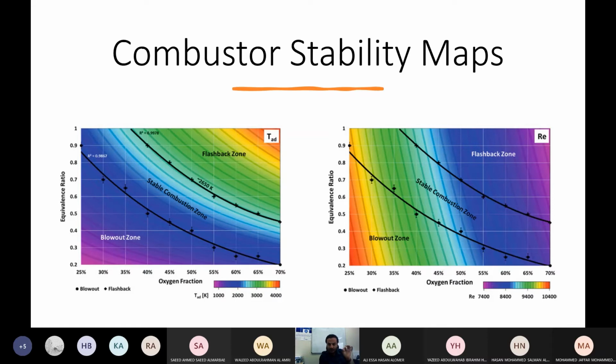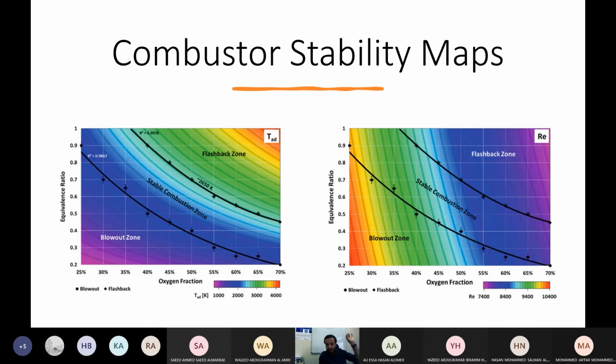So when we have a gas turbine in the industry working under oxy-combustion, you can look here in terms of operating equivalence ratio and oxygen fraction, and say this gas turbine cannot work unless between those two lines, between the blowout and the flashback line. And this stability map can be applied to an industrial gas turbine. It is a function of dimensionless parameters, which are equivalence ratio and oxygen fraction. And this combustor can generate power in a range very similar to an industrial gas turbine. So we can take this stability map and apply it to a gas turbine in the industry.